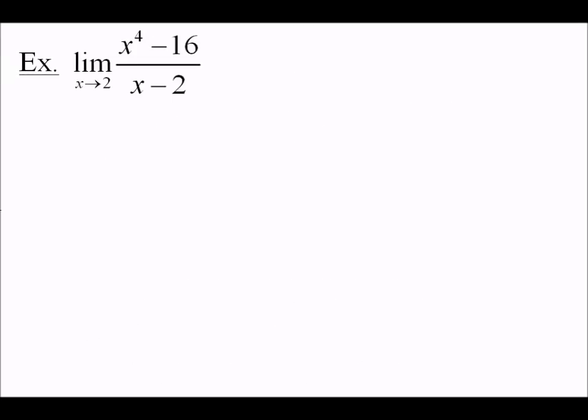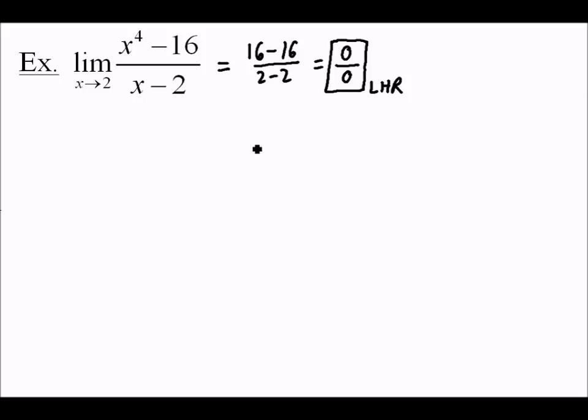So let's try this problem. We have the limit as x approaches 2 of x to the fourth minus 16 over x minus 2. Just like every other limit we have ever done, we will plug in the number first. So I'm going to plug in the 2. 2 to the fourth power is 16 minus 16 over 2 minus 2. We're getting 0 over 0. So again, it looks like L'Hopital's rule does apply.